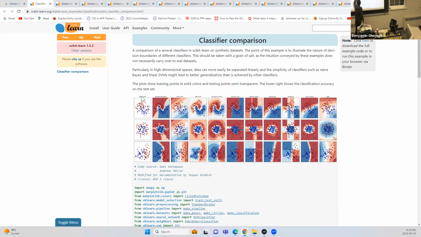This is input data, this is nearest neighbors, then SVM, then RBF SVM, then Gaussian process, then decision tree, then neural network. One of them was decision tree, one of them was random forest. This one is AdaBoost. We will cover boosting soon. Naive Bayes we already covered. QDA and LDA we covered them. So we covered most of the basic algorithms. This is for classification.